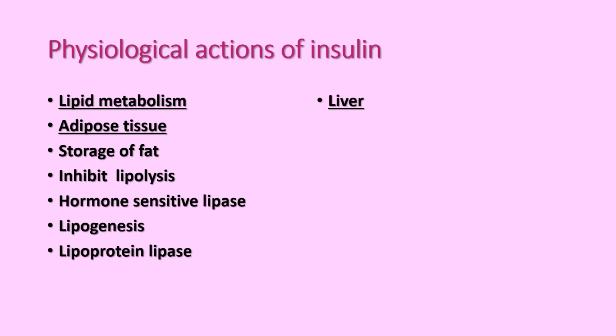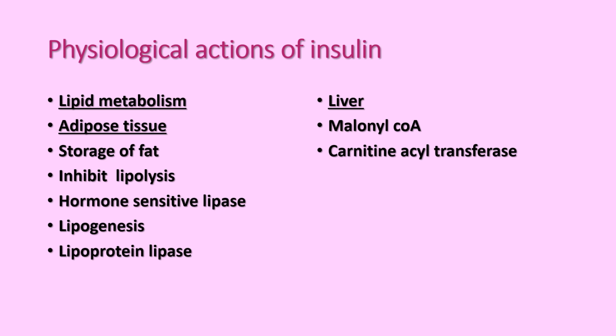In the liver, insulin converts acetyl CoA to malonyl CoA by acetyl CoA carboxylase. The malonyl CoA is important for inhibiting carnitine acyl transferase. Carnitine acyl transferase is helpful for the conversion of fatty acids to keto acids. So insulin inhibits carnitine acyl transferase by overproduction of malonyl CoA.